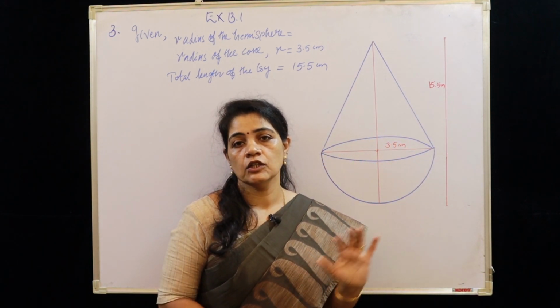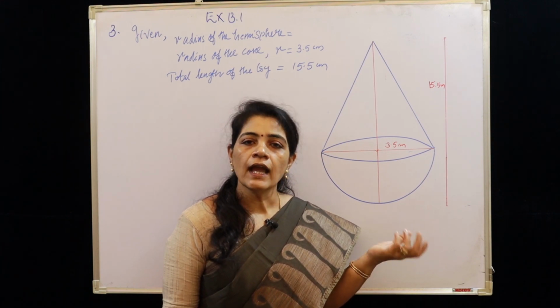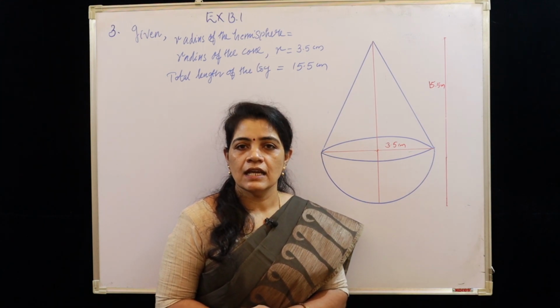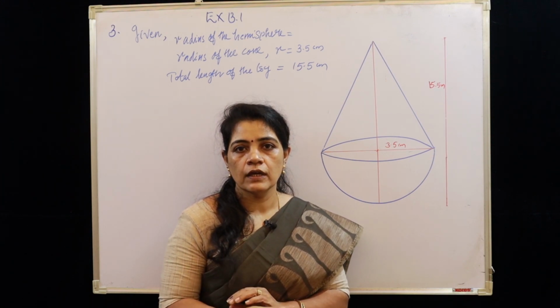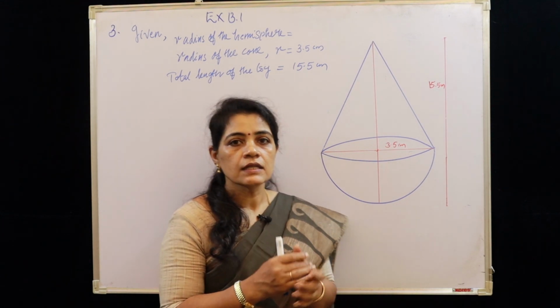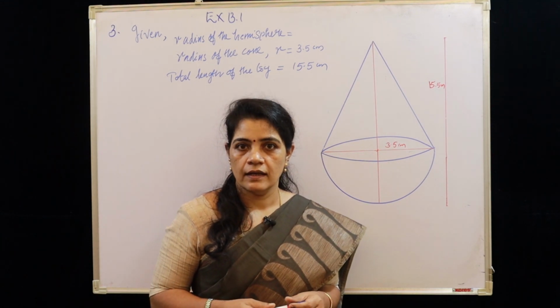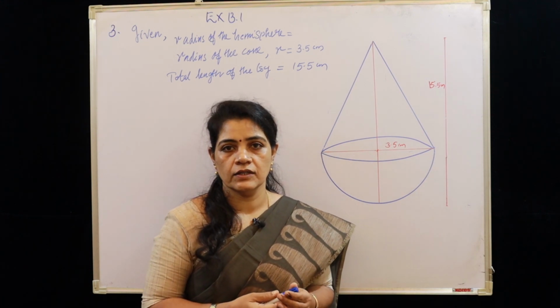And we are given the total length of the toy as 15.5 centimeter. We have to find the TSA of the toy. As we explained, the CSA of the cone is pi RL, isn't it? So pi RL, where L is the slant height.